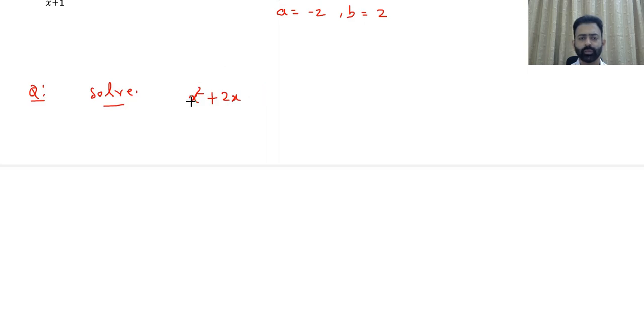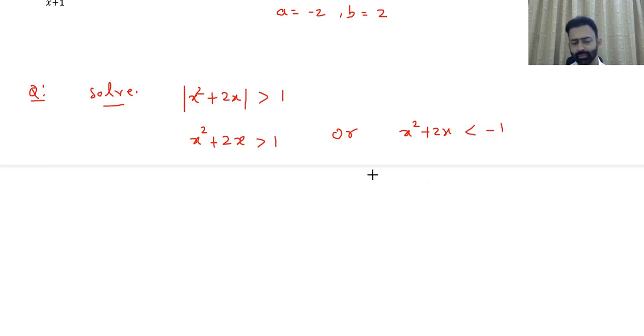x square plus 2x mod is greater than 1. Okay, let us solve this. Now if I have to open up this, there will be two quadratic inequalities. One will be positive, this is greater than 1, right? Or x square plus 2x is less than minus 1. Okay, since the coefficient of x square is positive, we do not need to multiply by any negative number, right?